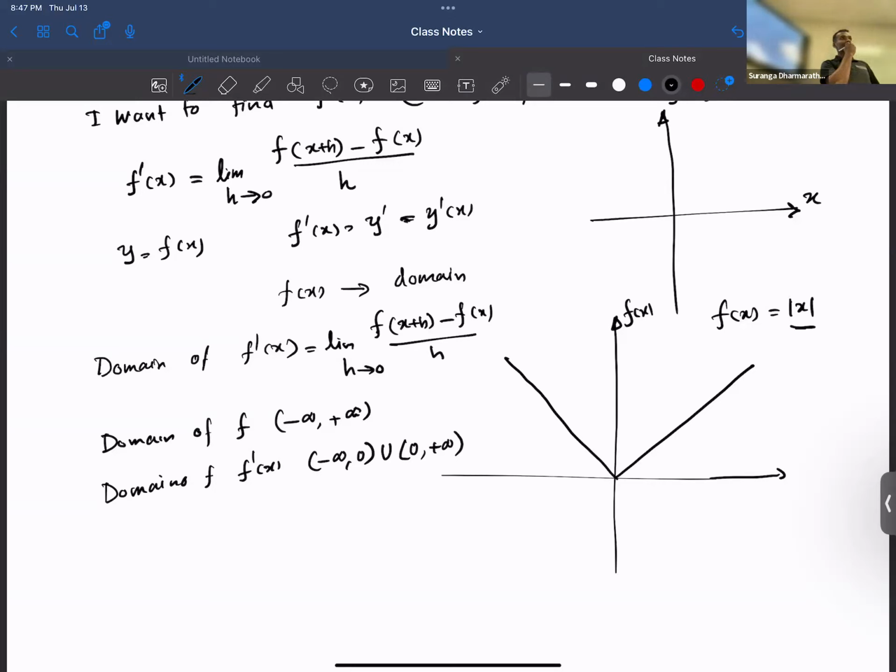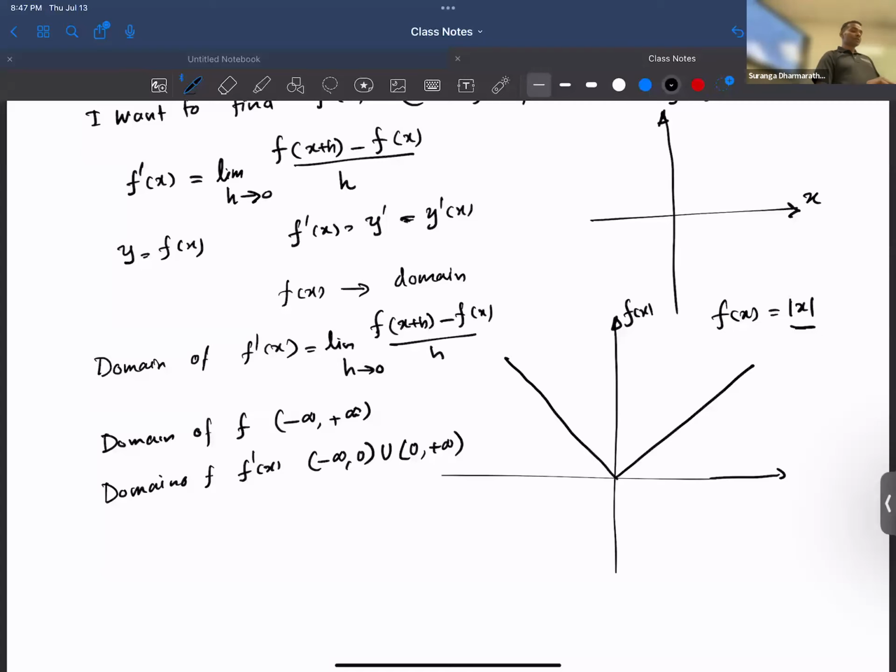You got it? So like that, you have to find the values where the limit does not exist, and remove those from the domain. That's actually a mathematically valuable concept, but you need to be careful about where the limit does not exist.